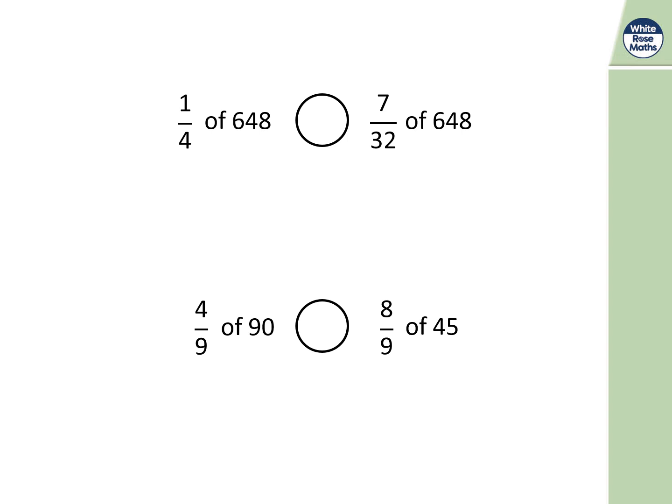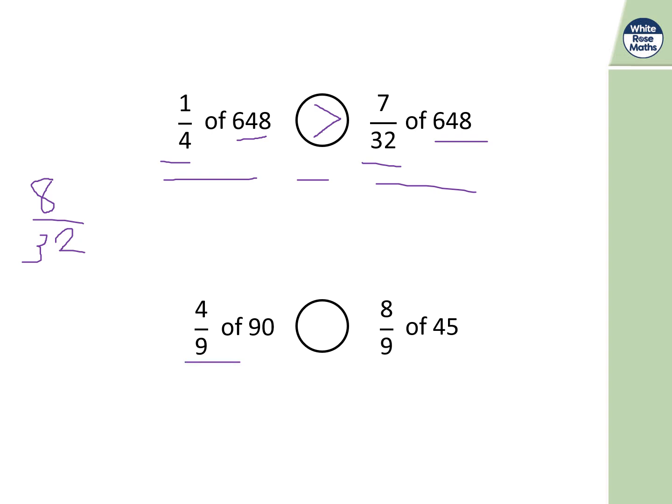Okay, the next one, guys, so 1/4 of this number and 7/32 of this number. Well, 1/4 is equal to 8 out of 32. So straight away, that's going to tell me that the answer to this is going to be bigger than this. So the inequality sign goes in this direction. The answer to this is greater than the answer to this.